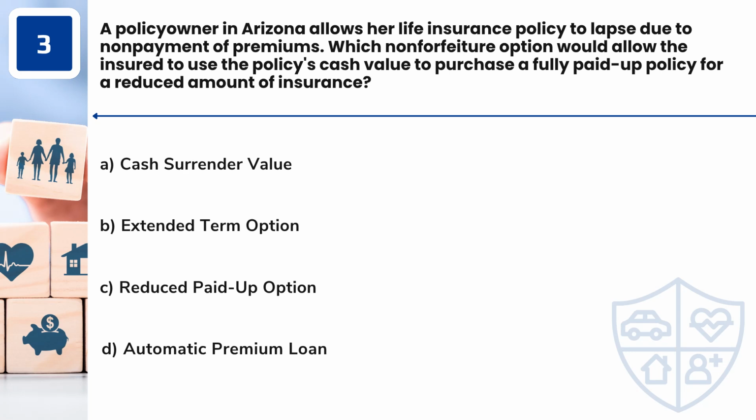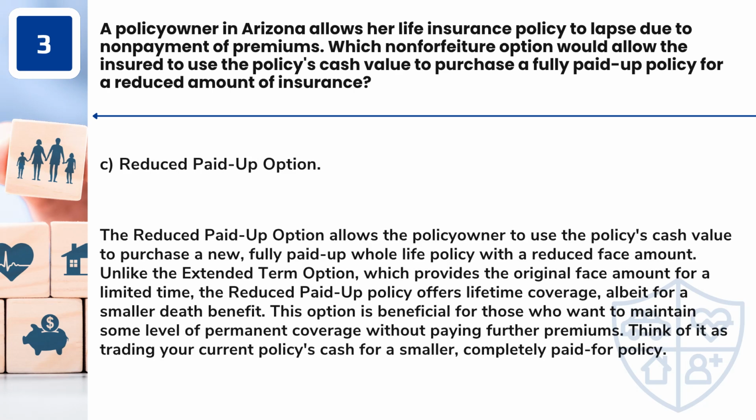A. Cash surrender value. B. Extended term option. C. Reduced paid-up option. D. Automatic premium loan. Answer: C. Reduced paid-up option.